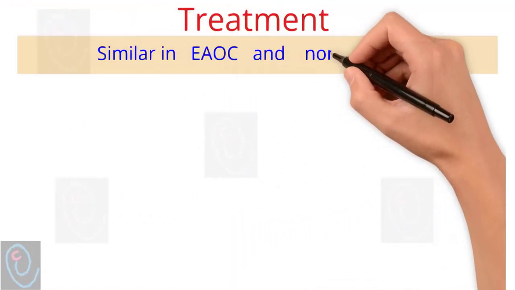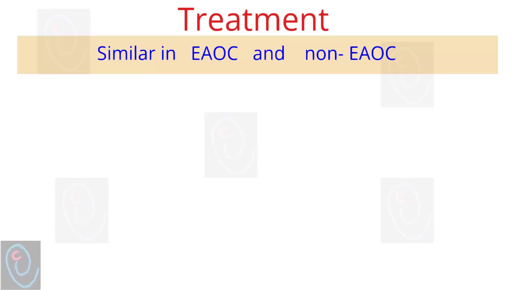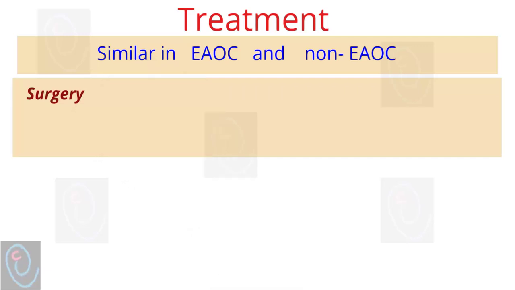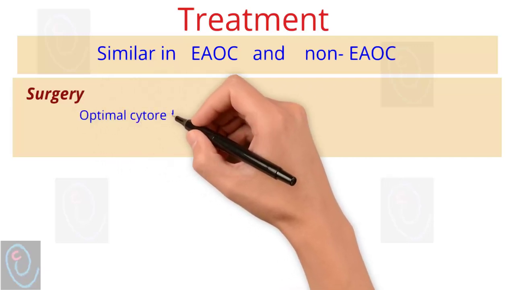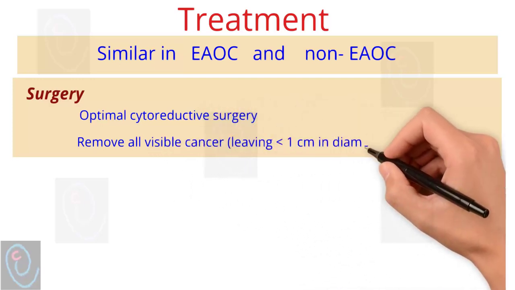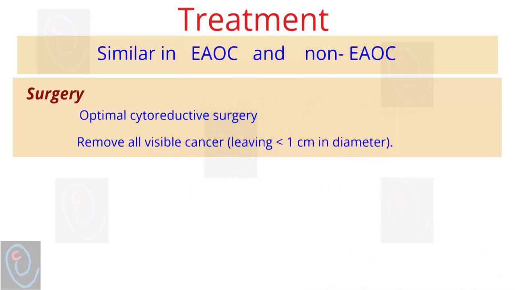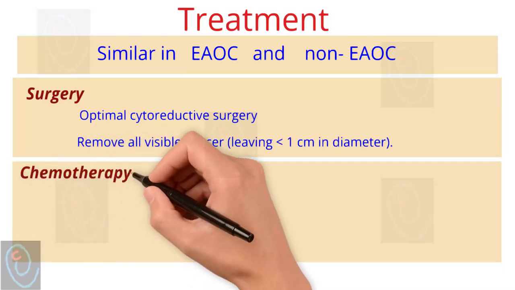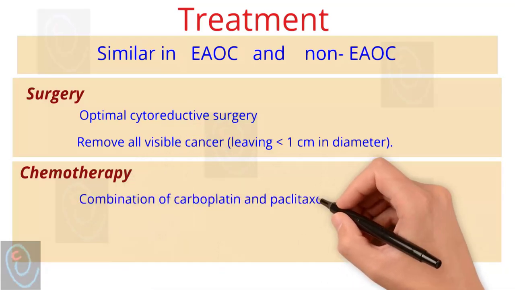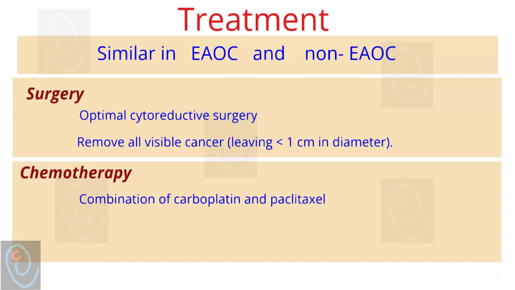Regarding treatment, the treatment is the same سواء كانت endometriosis associated ovarian cancer أو non-endometriosis associated ovarian cancer. وأهم حاجة في التريتمنت هو surgical management. Debulking surgery: the primary treatment of ovarian cancer involves optimal cytoreductive surgery. The aim is to remove all visible cancers, ideally leaving residual disease less than 1 centimeter. This is followed by chemotherapy. والchemotherapy احنا عارفين ان هو بيبقى platinum based chemotherapy and the standard regimen includes a combination of carboplatin and paclitaxel.